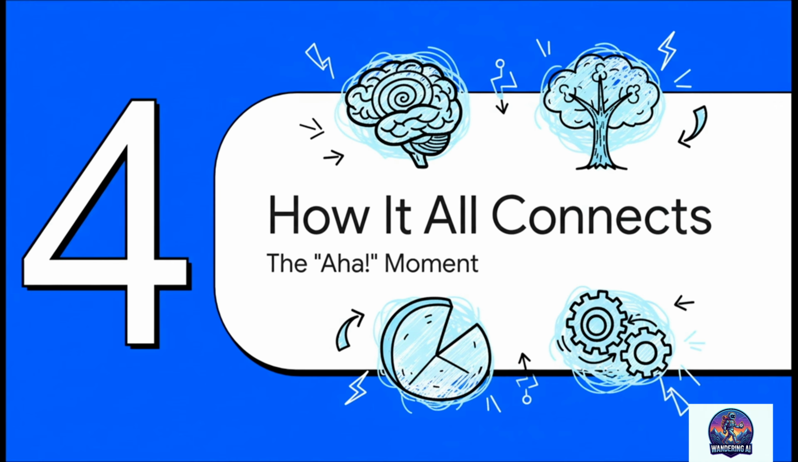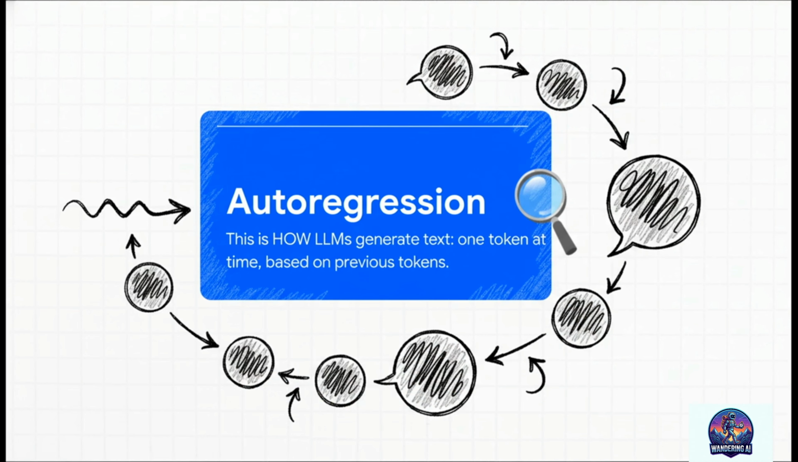So let's put it all together now. This is the moment. This is where those 3 core ideas we've been talking about are going to click into place and you'll see the whole picture. First up, autoregression. This is the fundamental action. It's how the model writes, by predicting one single word after another in a continuous, relentless loop.